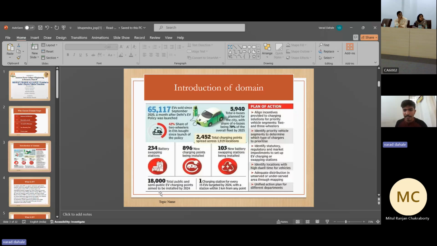So here is the plan of action. Align incentives provided to charging solutions for priority vehicle segments, 2 and 3 wheelers. Identify priority vehicle segments to determine which type of chargers to prioritize. Identify statutory, regulatory, and market instruments to set up EV charging or swapping stations. Identify locations with high dwell time for vehicles. Ensure adequate distribution in unsafe or underserved areas through mapping and field action plans for the different departments.